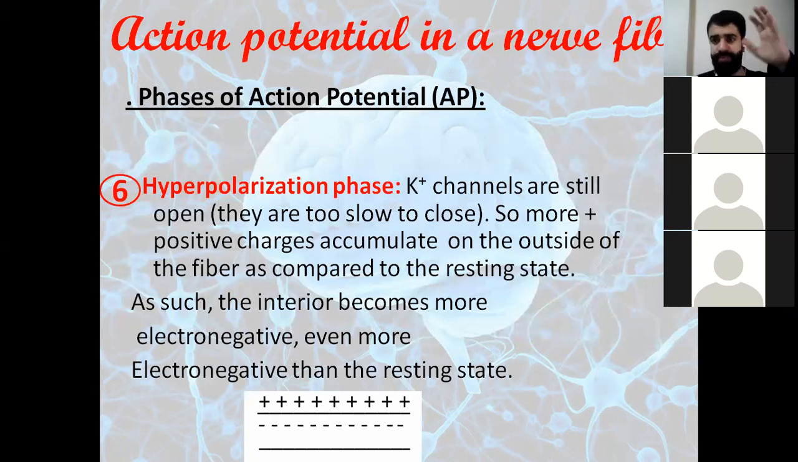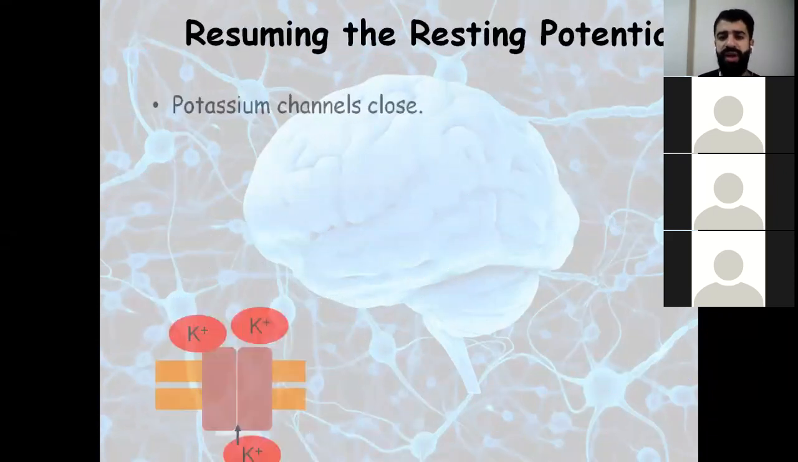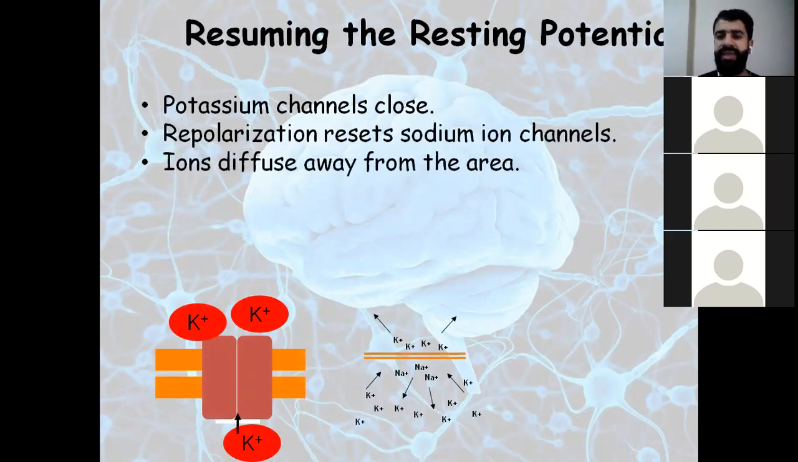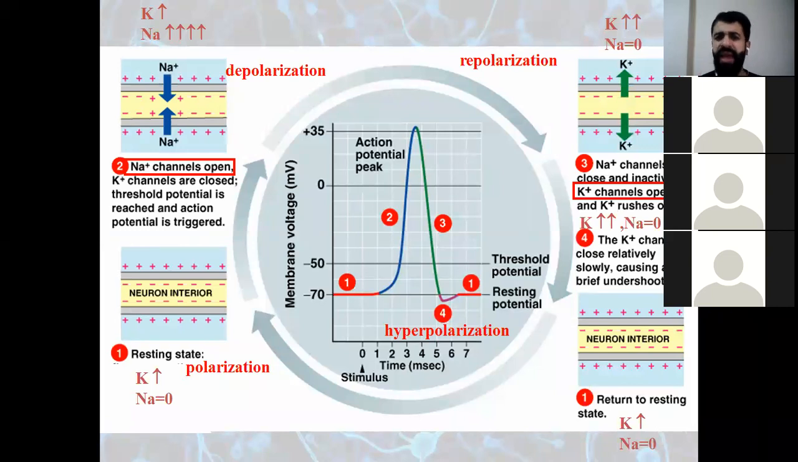Hyperpolarization. Hyper is polarization more than the normal. So the K plus channels are still open. They are too slow to close. So more positive will accumulate on the outside. The interior becomes more electronegative, even more electronegative than in the case of the resting state. This is related to the phases of the action potential. Resuming the resting, the potassium channels close, and then repolarization resets the sodium ions, and the ions diffuse away from the area. This is about the phases of the action potential.